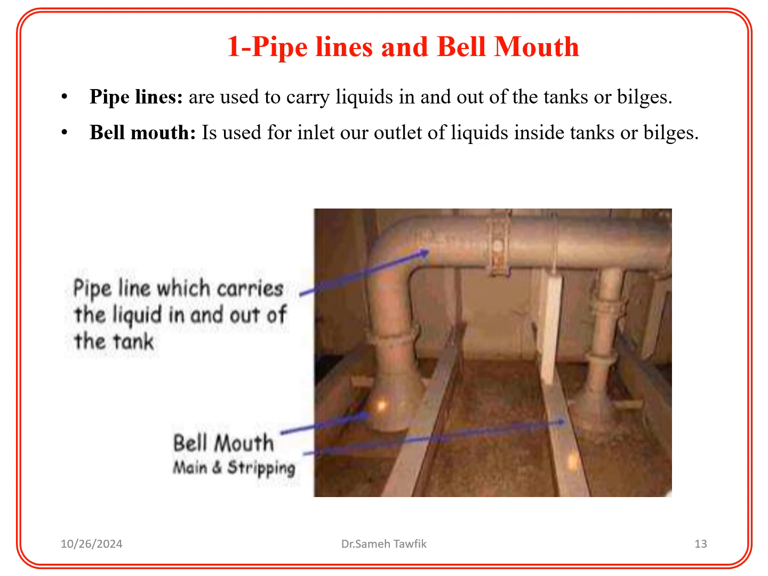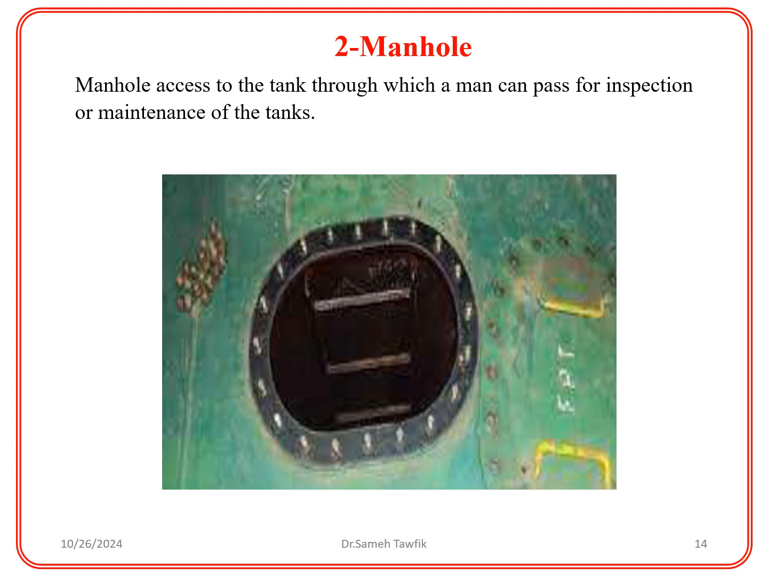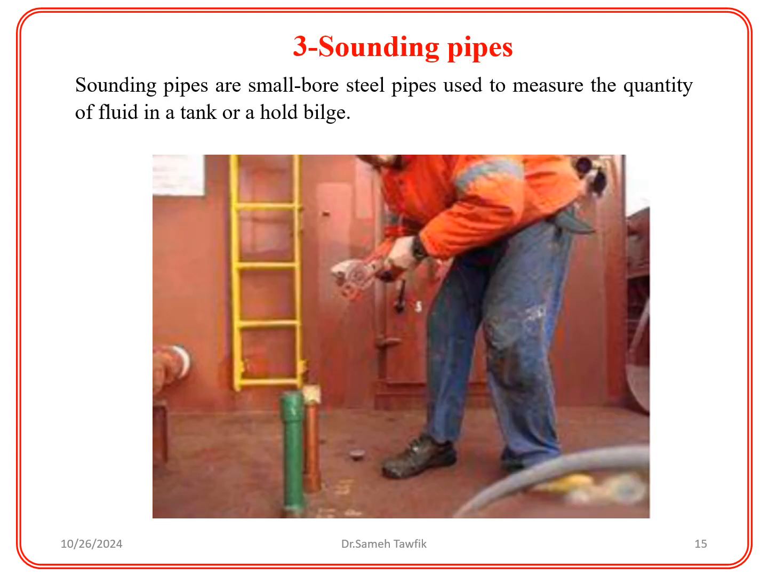1. Pipelines and bell mouth. Pipelines are used to carry liquids in and out of the tanks or bilges. Bell mouth is used for inlet or outlet of liquids inside tanks or bilges. 2. Manhole. Manhole access to the tank through which a man can pass for inspection or maintenance of the tanks.